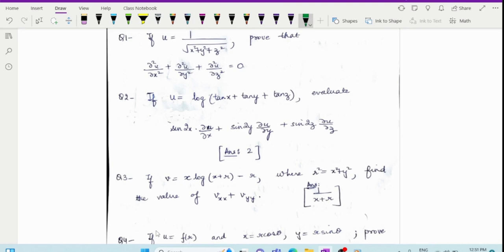So you can take screenshots of these questions. Here it's a proof problem. Here the answer will be 2. So I've tried to give you the final answers also.